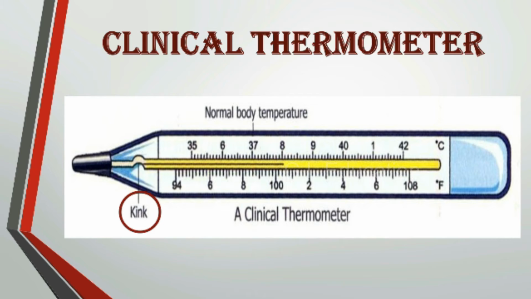If the mercury level is getting down, it is difficult to measure the correct temperature. To avoid this, a kink is used. So the kink prevents the mercury from flowing back.